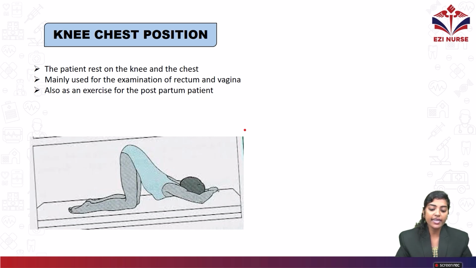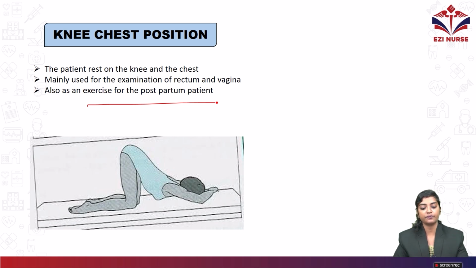This position is mainly used for examination. Which examination? Rectum and vaginal examination, it is used more. It is also an exercise for the postpartum patient. For a postpartum hemorrhage patient, it is one of the major exercise procedures.